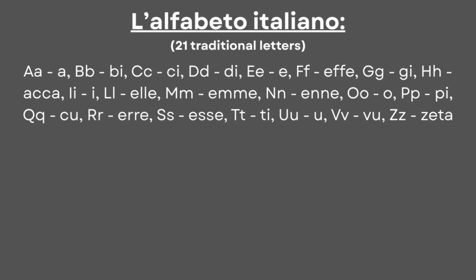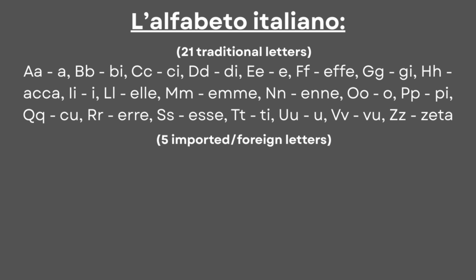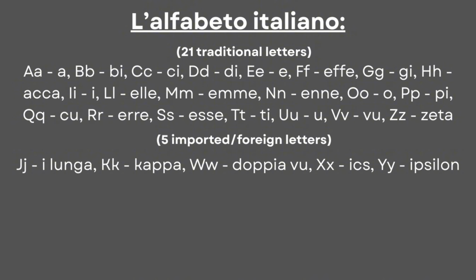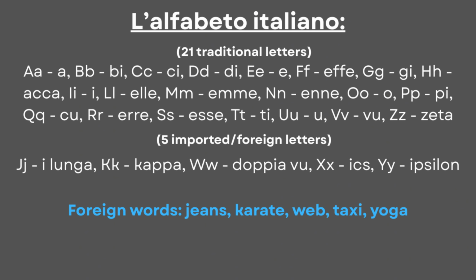Aside from the conventional Italian letters, the language also has imported letters that are foreign, and they're spelled and pronounced like this: J, K, W, X, Y. These letters do not belong to native Italian spelling and were taken from foreign languages like English and Greek. Still, Italian speakers recognize them perfectly in foreign words, scientific terms, and proper names, like jeans, karate, web, taxi, yoga.